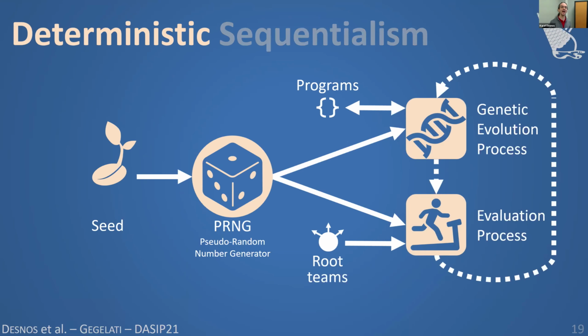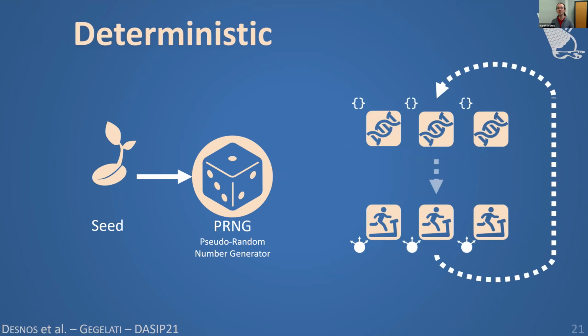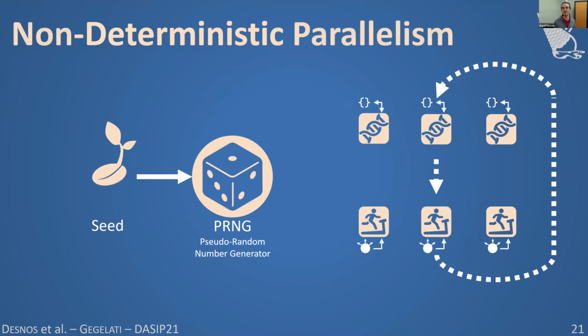Unfortunately, what we want is parallelism. So let's see how we can achieve parallelism in a completely non-deterministic way. And this is the most naive way to get some parallelism. We just duplicate the genetic evolution process, and we give one instance of this process to each core of our target architecture.